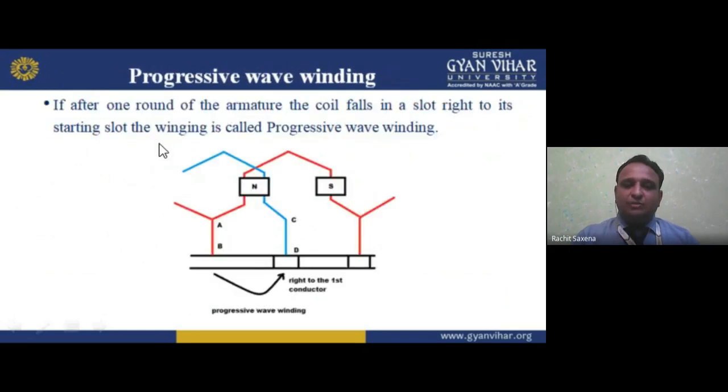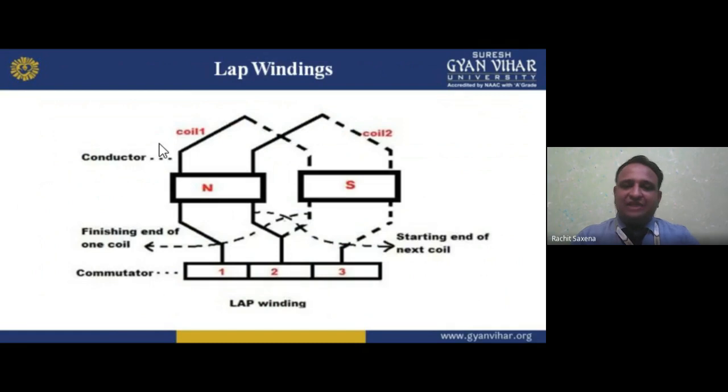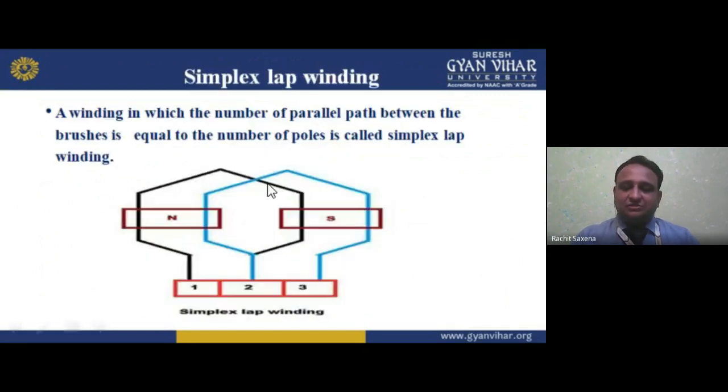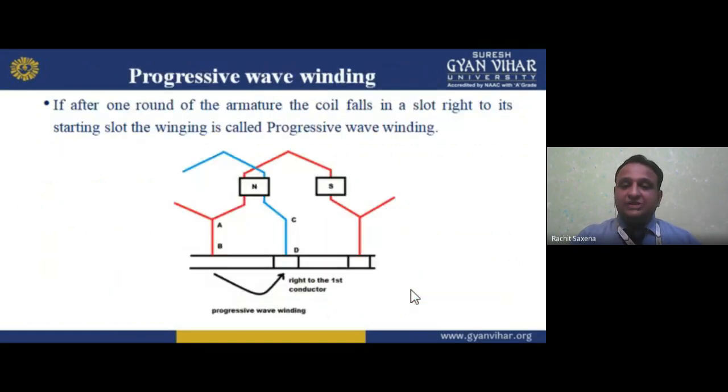So in this resultant we have the addition. But if I am talking about the lap winding, see here, we have the subtraction like this. So in lap winding we have the subtraction part, but in wave winding we have the addition part. I hope you understand this.